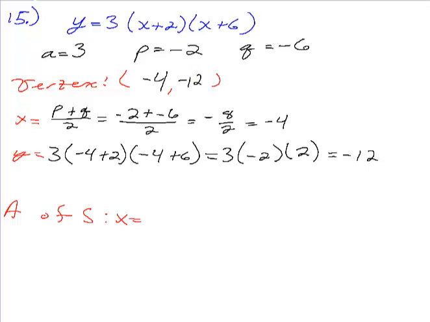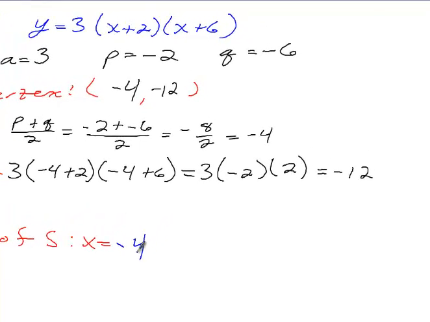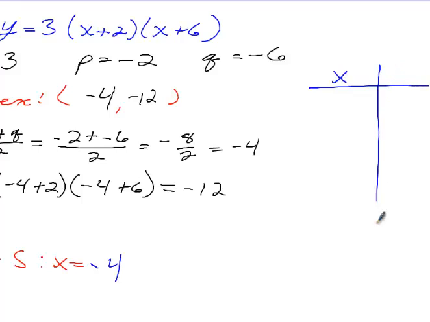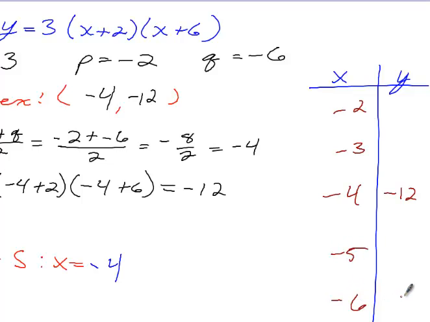Axis of symmetry is going to be at x equals what? Negative 4, because it always matches the x-coordinate of the vertex. All right? Any pressing questions at the moment? And as always, what goes in the middle? The vertex. I go 2 points above, 2 points below.